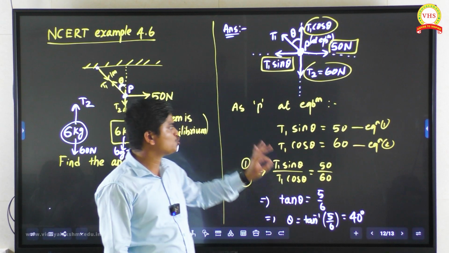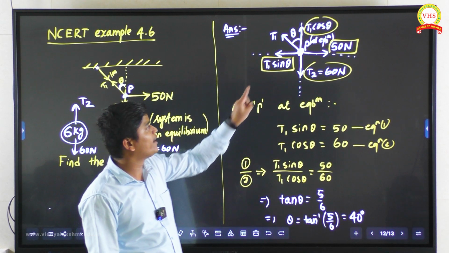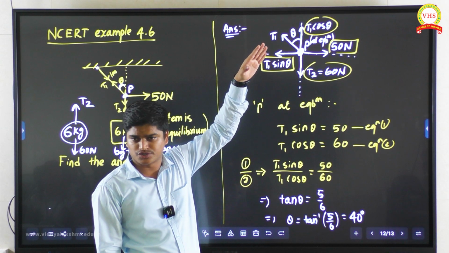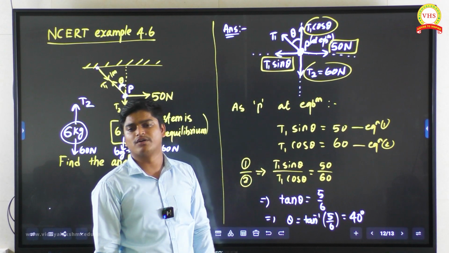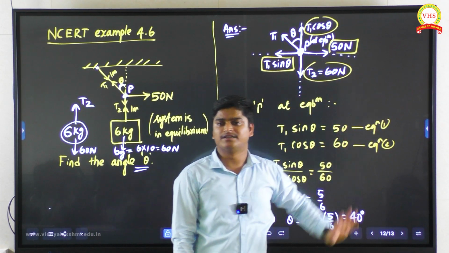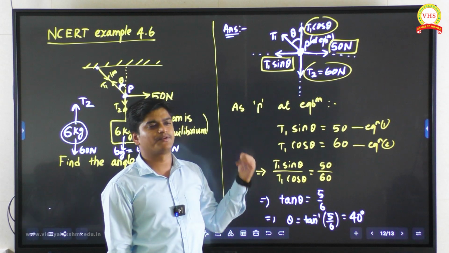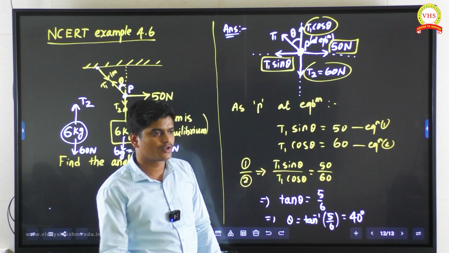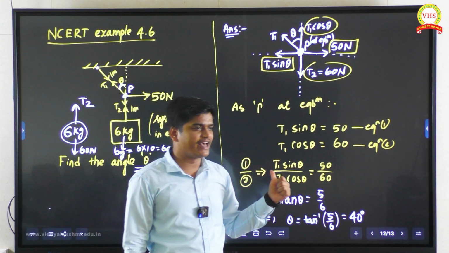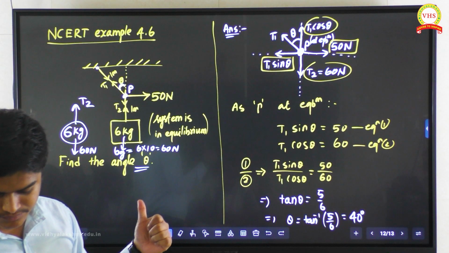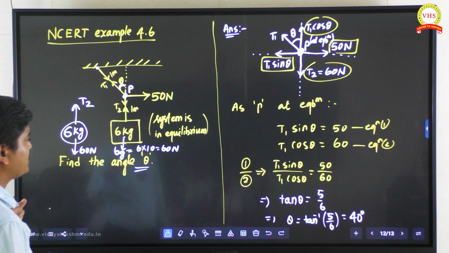So what concept did you apply here? When a particle is at equilibrium, then total upward force equals total downward force, and total left side force equals total right side force. Yes or no? You applied this concept and you got the answer. Please note it down. Boys, any doubt? If any doubt is there, please ask. Tan inverse 5 by 6.